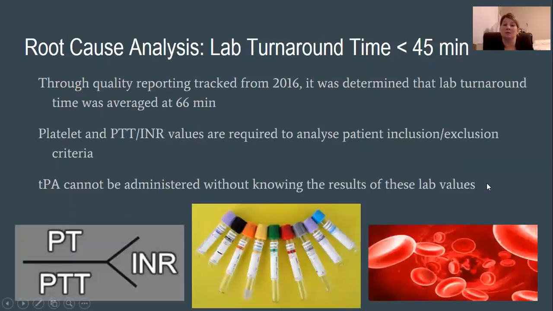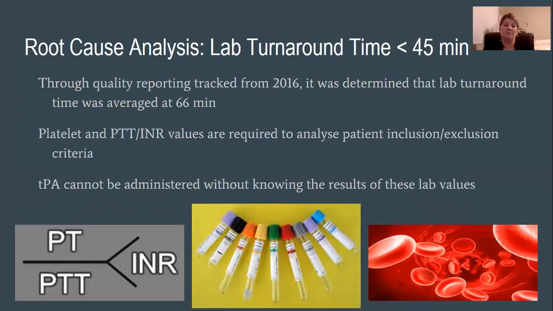So the next thing that we're going to talk about is the lab turnaround time of less than 45 minutes. So some of the problems that have been determined through quality reporting of last year, it was determined that the lab turnaround time was taking 66 minutes, and the standard is less than 45. So already we weren't meeting on average the goal of door to needle time within 1 hour.